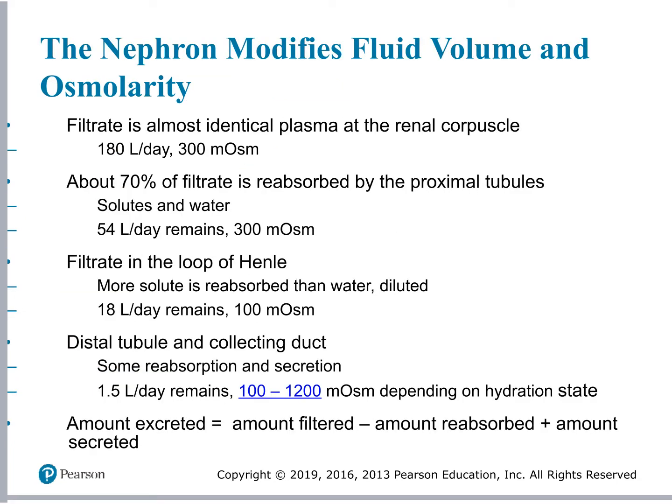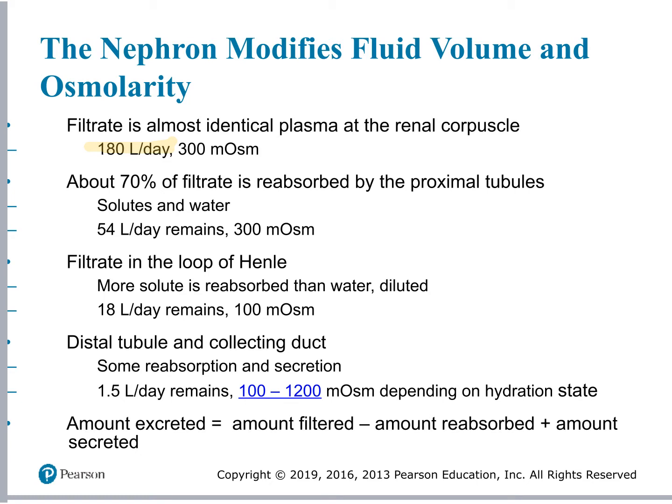Let's look at some numbers here. The filtrate that comes out of the glomerulus and it's caught by the renal corpuscle adds up to about 180 liters per day. And if you think about it, that is a lot. We don't have that much blood in our body. We only have about 5 liters of blood in our body. So where does the 180 liters come from? That's because most of it's going to be reabsorbed back into your body.